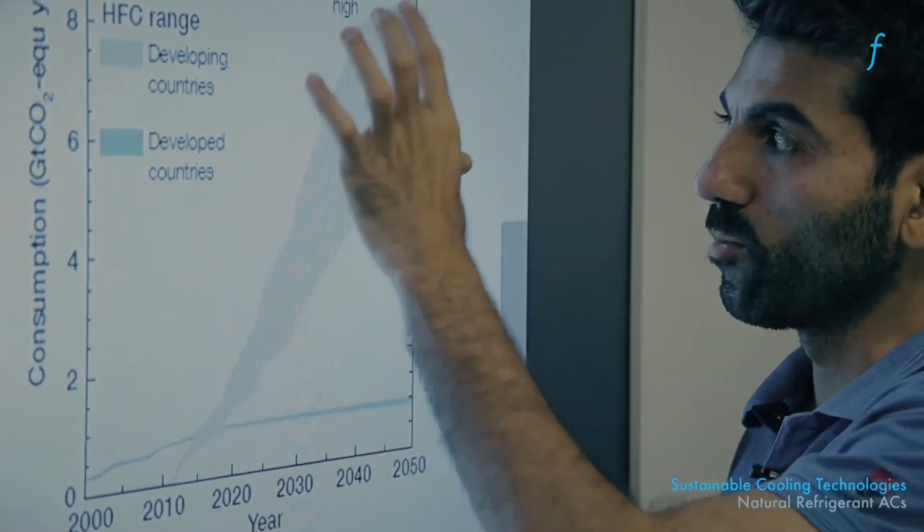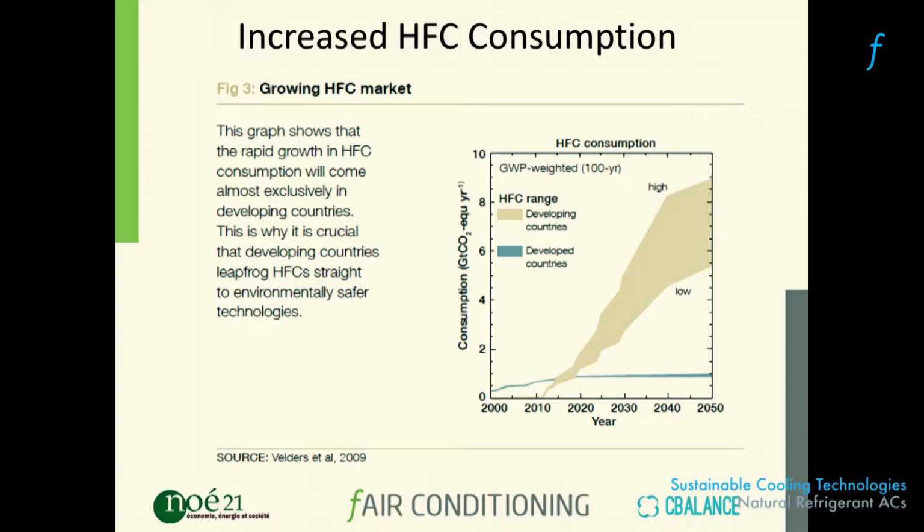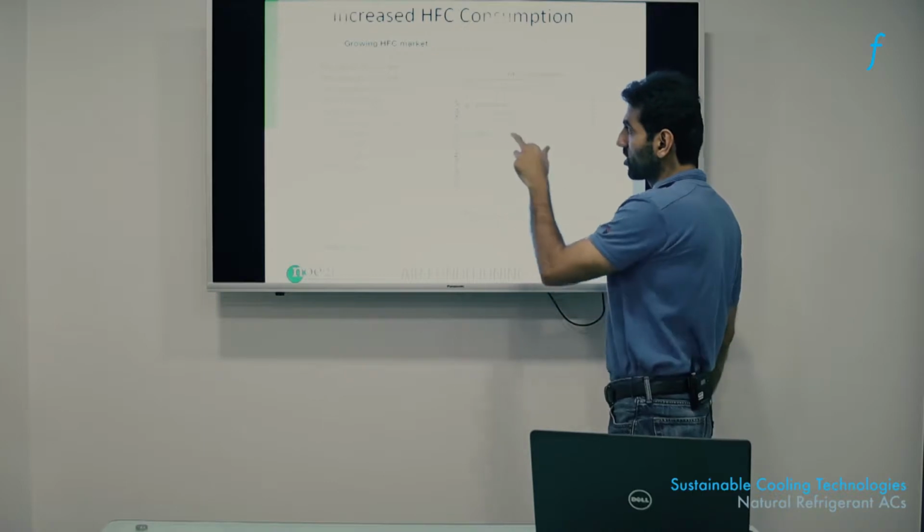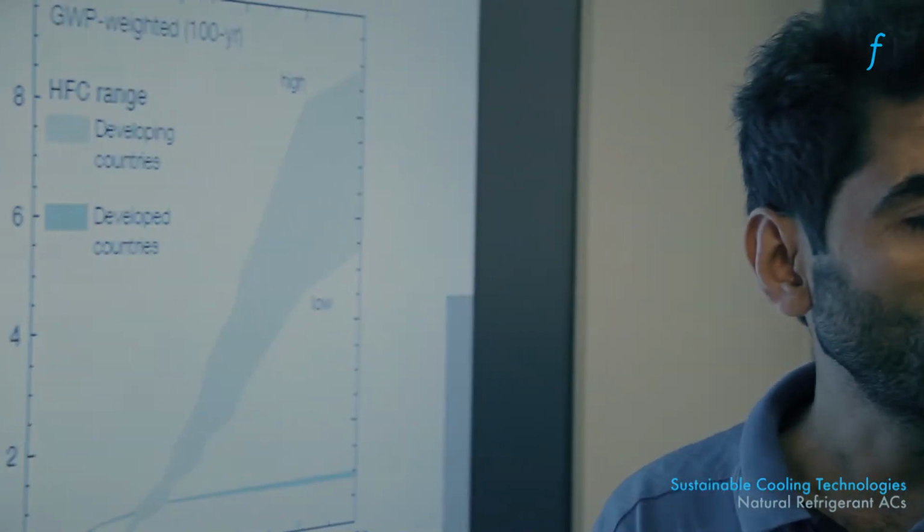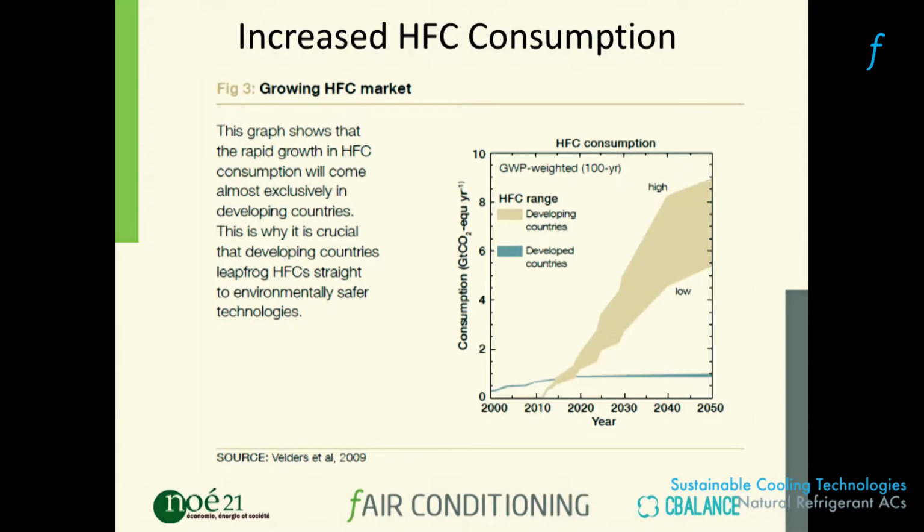If you look at this plume, it almost looks like an exploding gas plume. If we allow ourselves to continue down this path, the emissions from this one gas could dwarf all the other greenhouse gases, and all the other efforts that we are making to reduce global carbon emissions will be completely nullified if we allow this growth to happen.